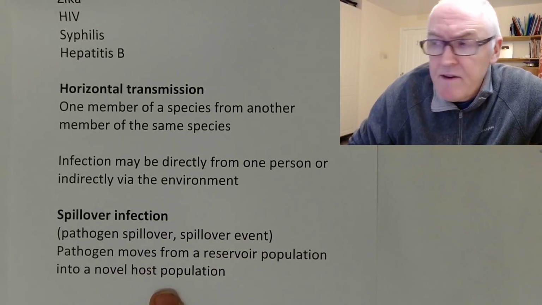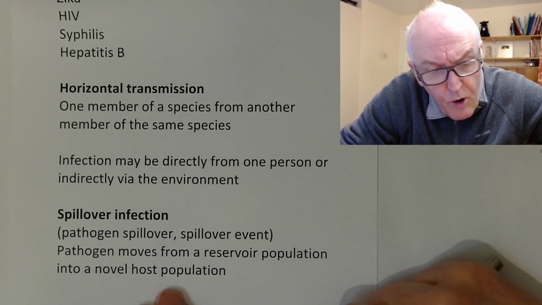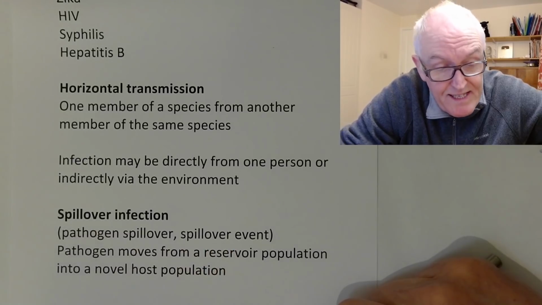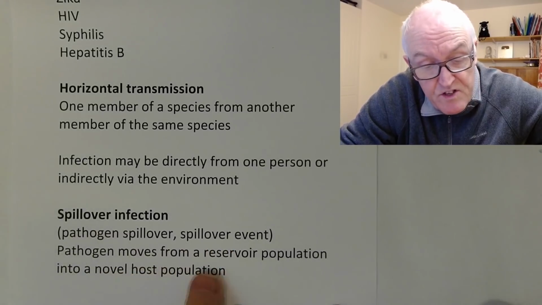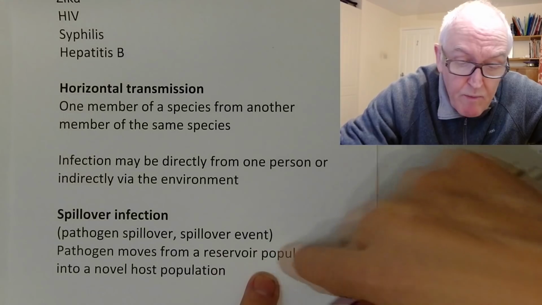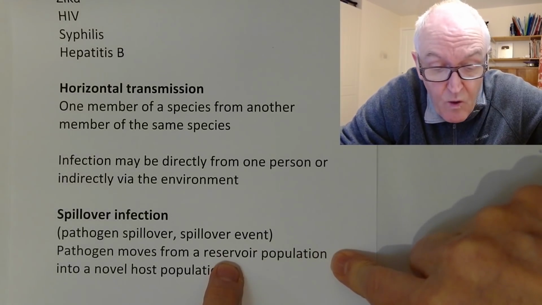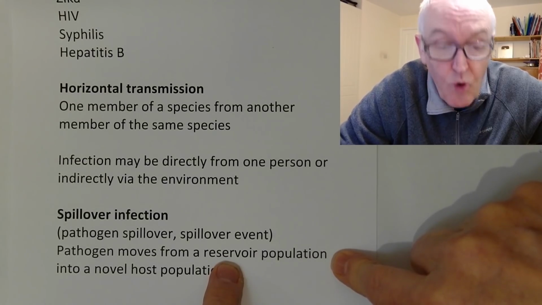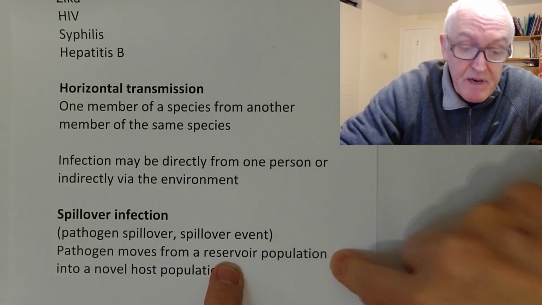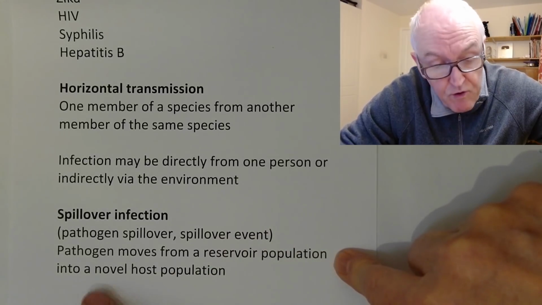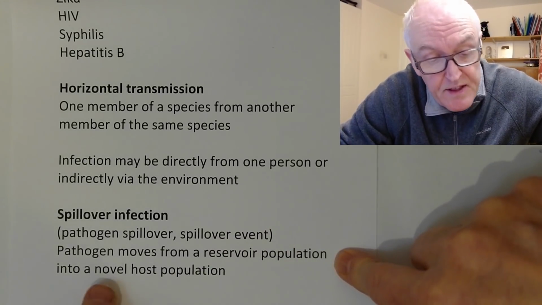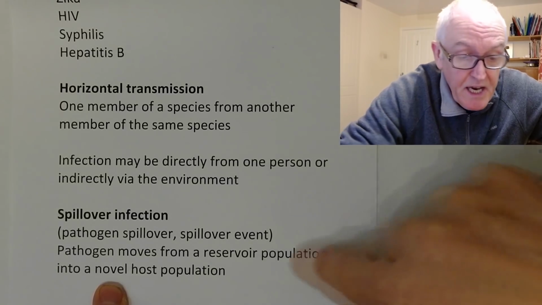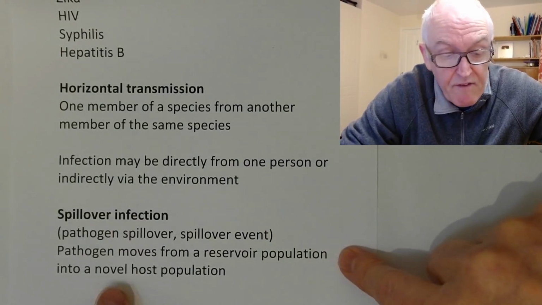Now, spillover infection, or pathogen spillover is another way to say it, or spillover event is another way to say it. Here the pathogen moves from a reservoir population. Now, a reservoir population is a population where the infection, whatever it is, is endemic. It's always in that population. But it moves from the reservoir population into a novel host population. And the thing about the novel population is it has not come across this particular pathogen before, so will have no immunity to it.